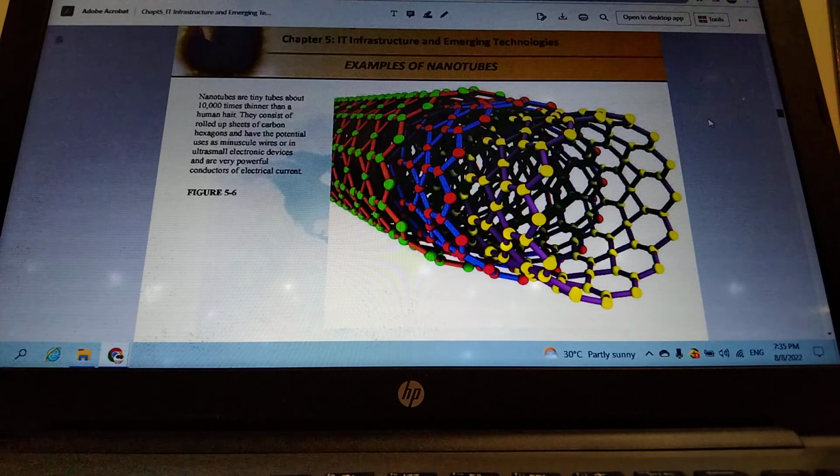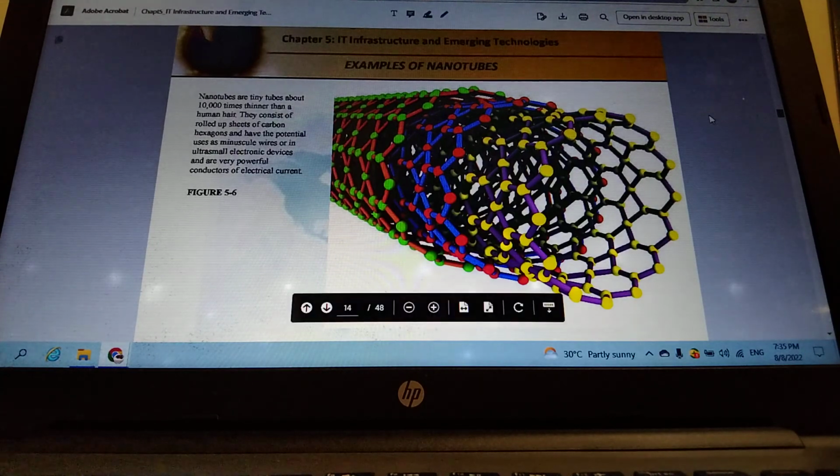thinner than a human hair, and this is the technology that they are using in building or making the microchips. So they can have millions of chips inside that microchip, for processing it fast enough.